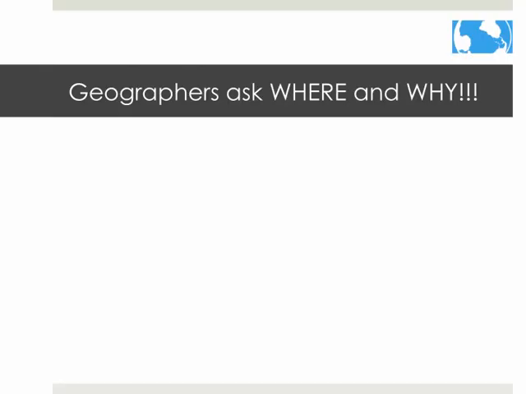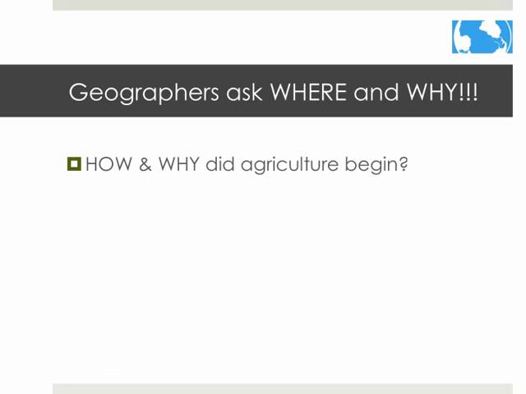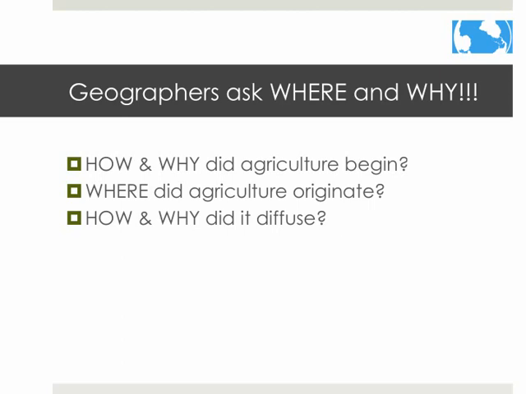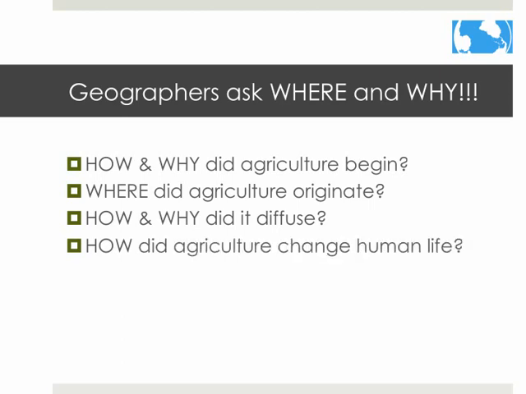Alright, today we're going to learn about the first agricultural revolution. When you think about geography and agriculture, you should be thinking about where and why again. So questions you might want to think about as we go over this are: how and why did agriculture begin? Where did agriculture originate? How and why did it diffuse? And how did agriculture change human life?